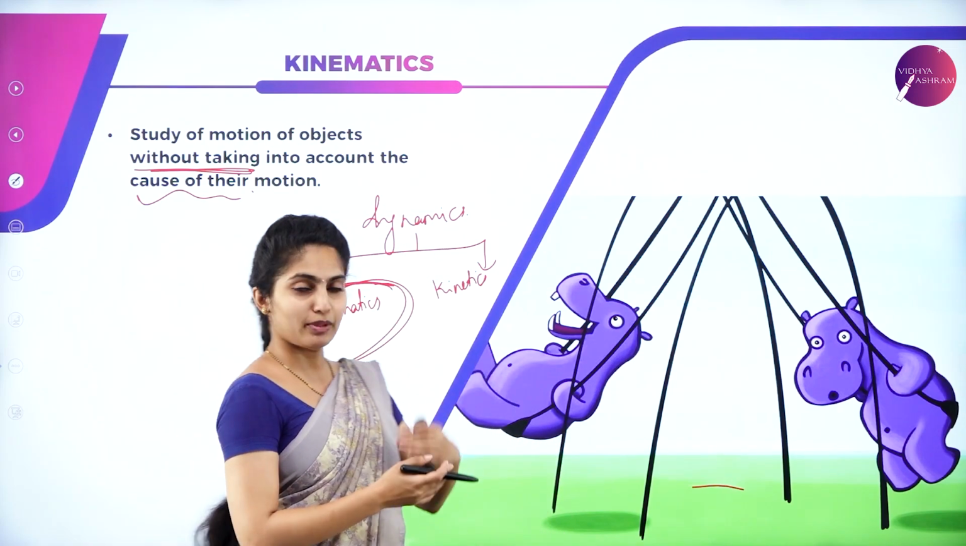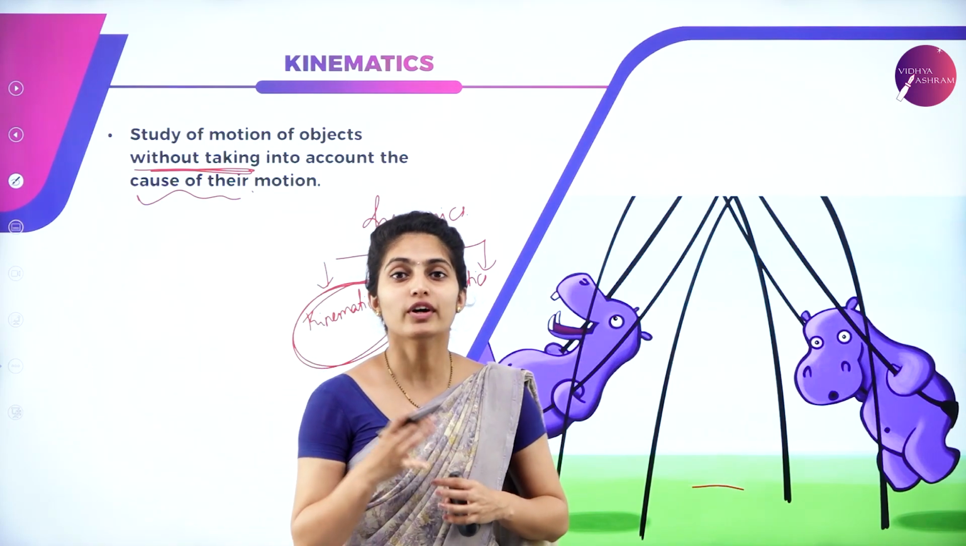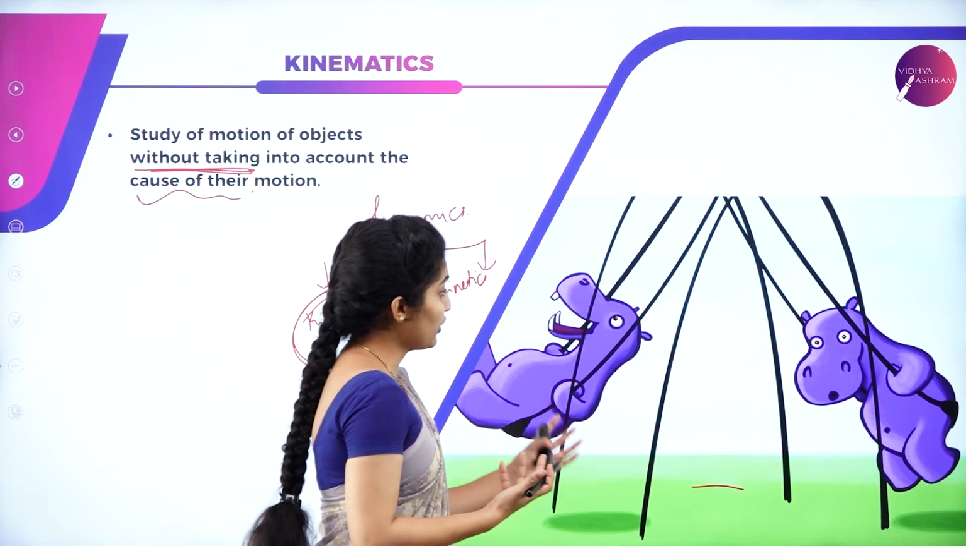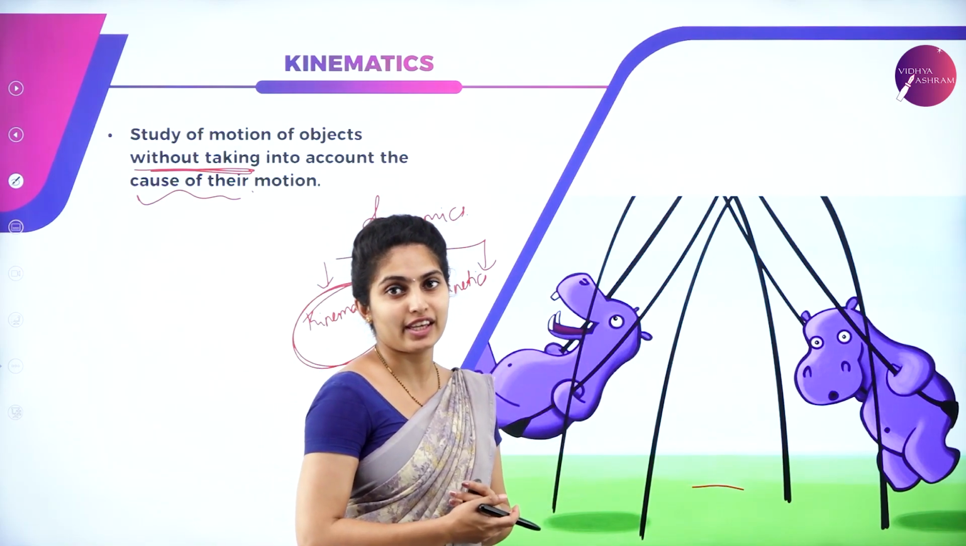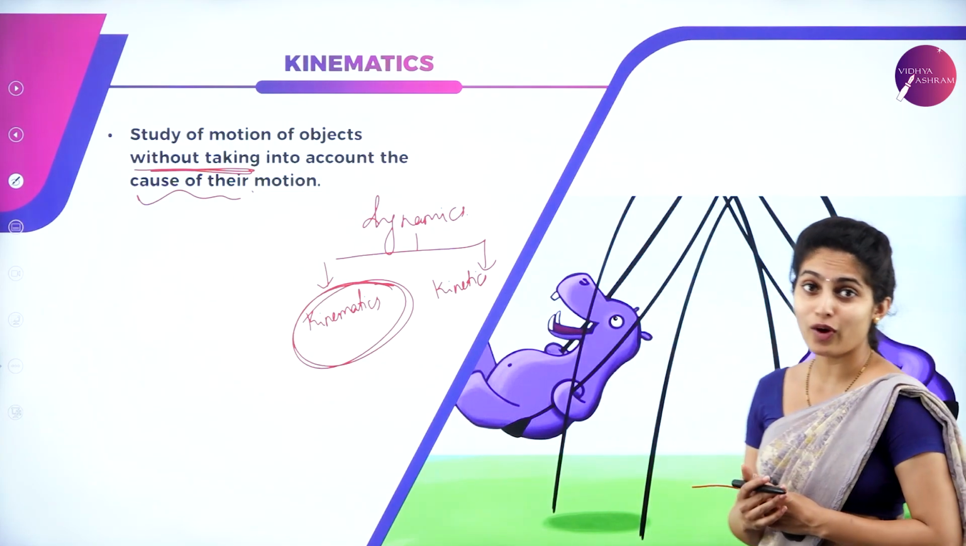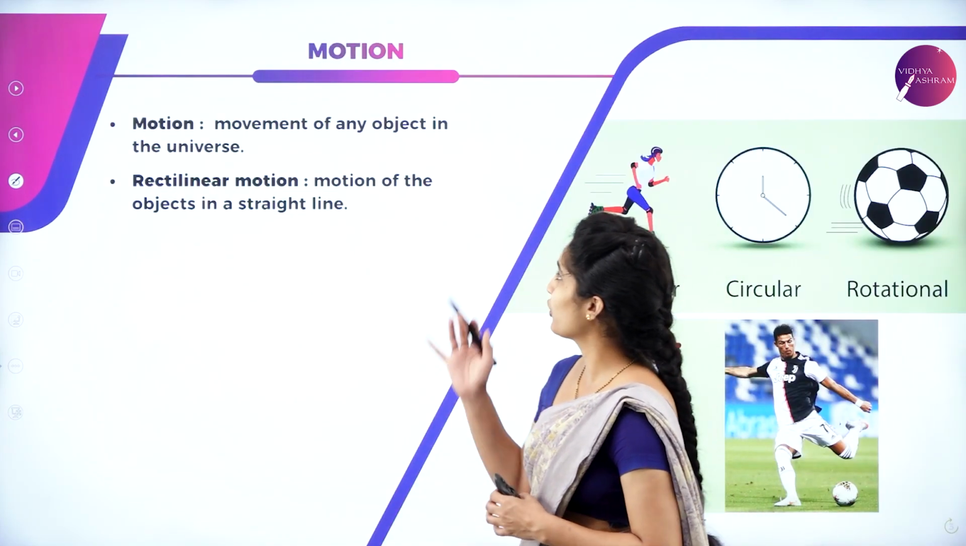So here in this image you can see a cute little hippo is swinging. That means to say that we are not even considering what is the cause of its motion, but we know that there is a motion which is taking place, that is swing, going forward as well as backward, and that too happily, right? So next we are going on to motion.